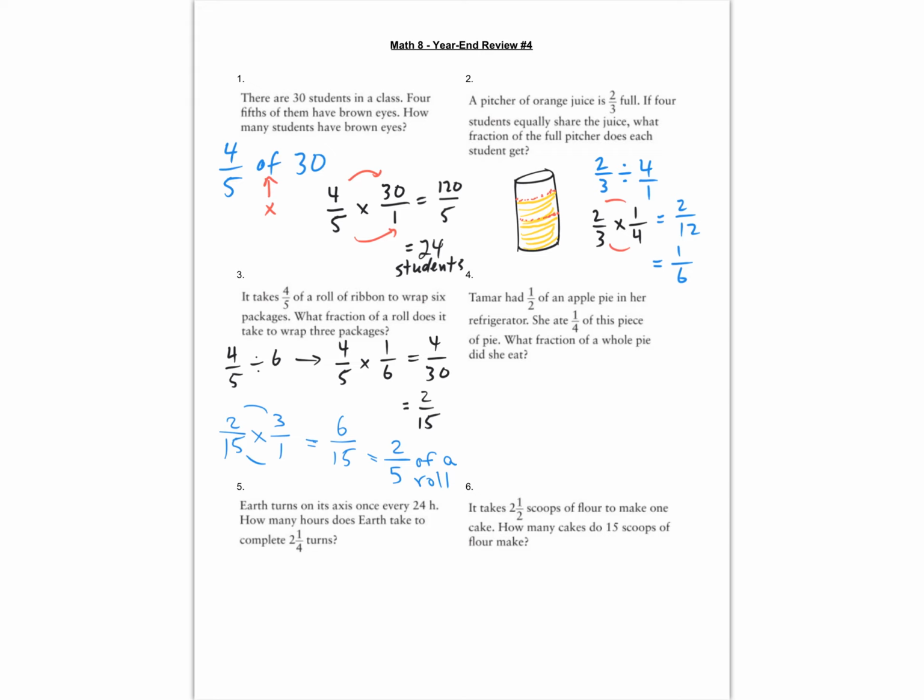Tamar had half an apple pie in her refrigerator. She ate 1/4 of this piece of pie. What fraction of, okay, we see that word, of a whole pie did she eat? So I'm going to draw a picture for you. So she had half an apple pie. Okay, this looks delicious. So she had this much. Okay, this much was gone.